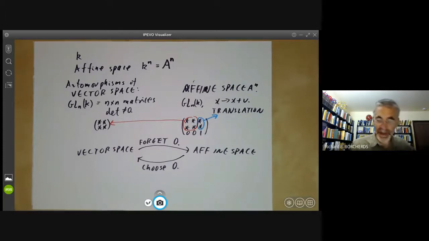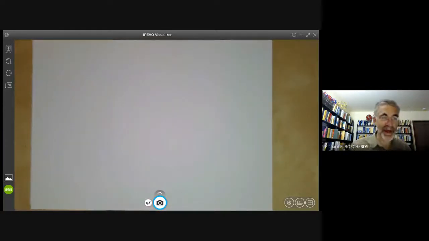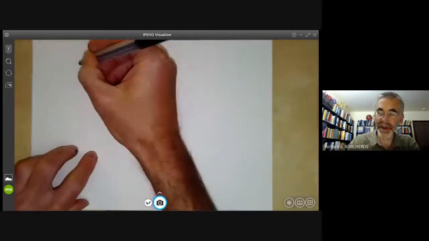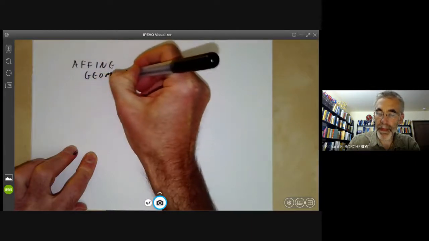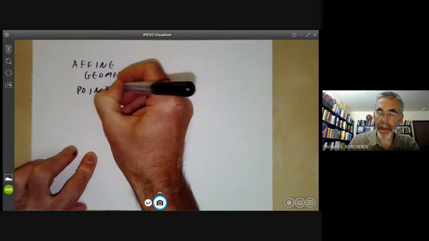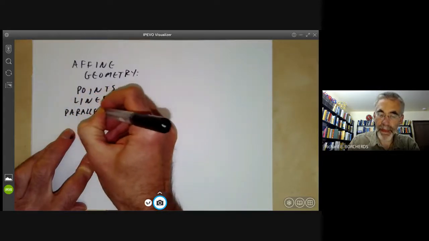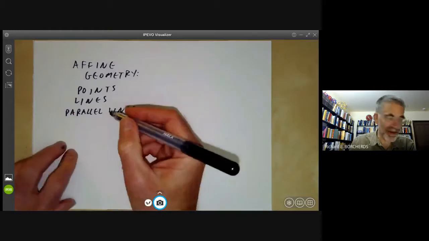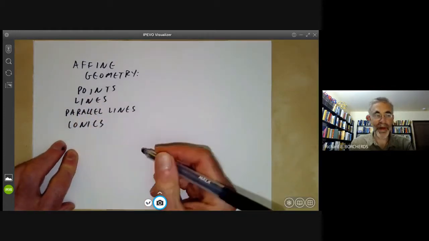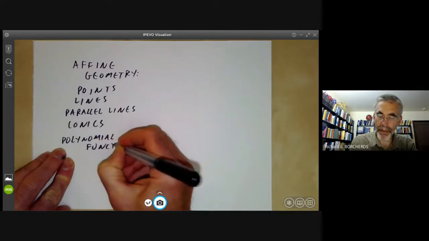So affine geometry can be thought of as the study of the properties of affine space that are invariant under affine symmetry. So any property that is invariant under translations and linear transformations. So let's list some properties of affine geometry. Well, perfectly good concepts of things like points or lines or parallel lines. Because if two lines are parallel and you do any sort of linear transformation or translation, they remain parallel, so that's fine. Conics are also well defined, and even polynomials. So polynomial functions on affine space.